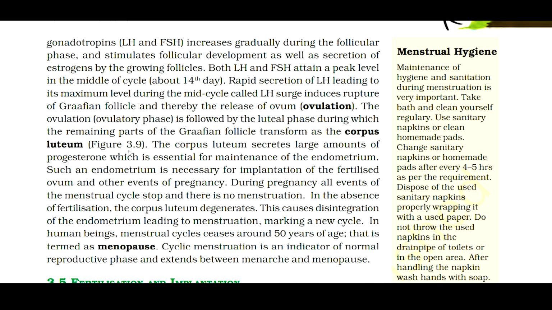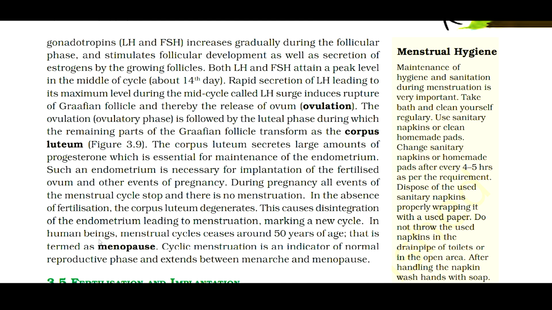The corpus luteum secretes large amounts of progesterone, which is essential for maintenance of the endometrium. Such an endometrium is necessary for implantation of the fertilized ovum and other events of pregnancy. During pregnancy, all events of the menstrual cycle stop and there is no menstruation. In the absence of fertilization, the corpus luteum degenerates. This causes disintegration of the endometrium, leading to menstruation, marking a new cycle.